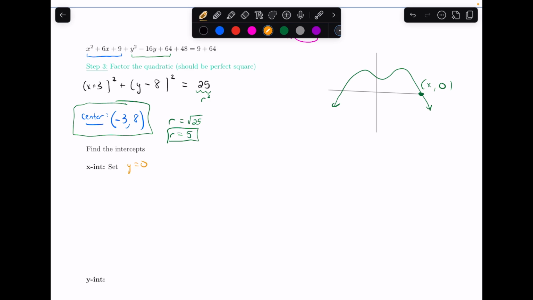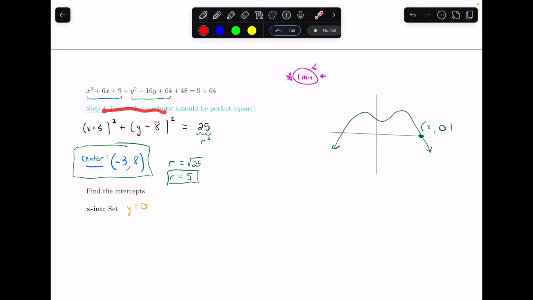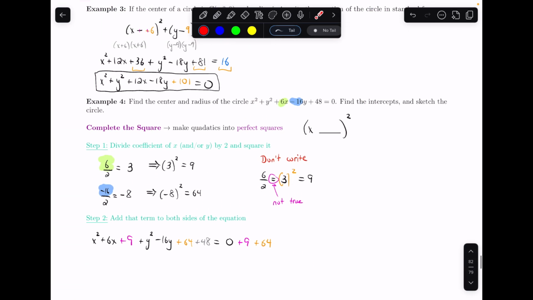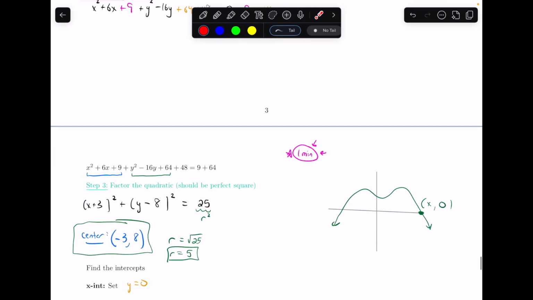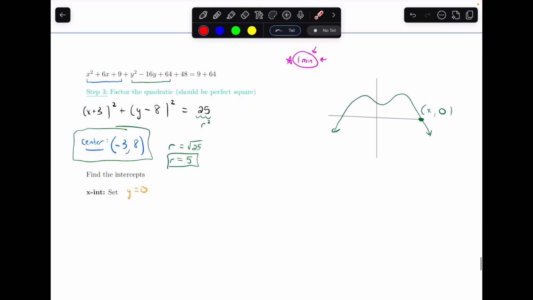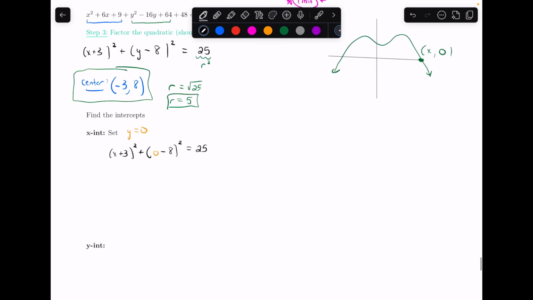When we do this, I could either plug that into my completed the square version, or into the original, but the algebra is going to be easier if I plug it into the completed the square version. So if I plug it in, we get x plus 3, that quantity squared, plus 0 minus 8, that quantity squared, equals 25. If I simplify, negative 8 squared is 64.